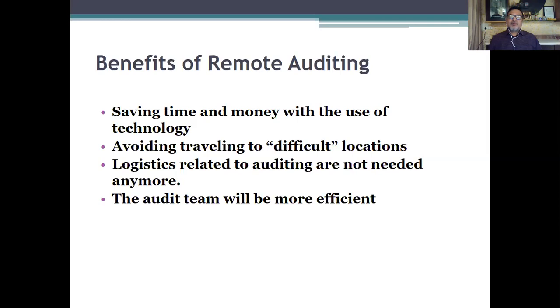The audit team will feel more comfortable since they will be able to use all the necessary tools such as high-speed internet, monitors, printers, etc. This way, the productivity will be substantially increased in a remote audit in comparison with an on-site audit, needing fewer hours to complete a certain task.